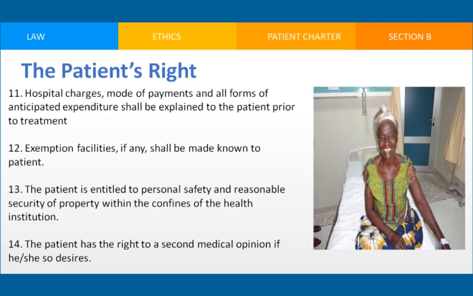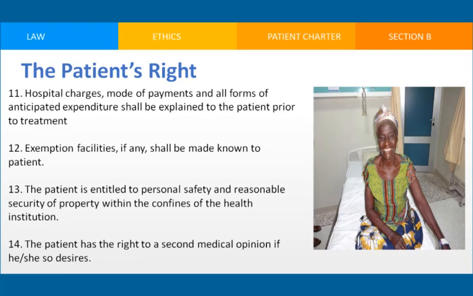Number 14, the patient has the right to a second medical opinion if he or she so wishes, and this is so important. If a patient or any of us goes to a hospital and a doctor makes a diagnosis that you have a particular disease and the treatment is a huge decision, for example cancer, or they say you have to do a surgery, normally the patient has the right of a second medical opinion to go to another hospital to confirm that what they are seeing is the same thing. Sometimes there could be mistakes from the scans or the labs that have been done. So the patient has the right of a second medical opinion.